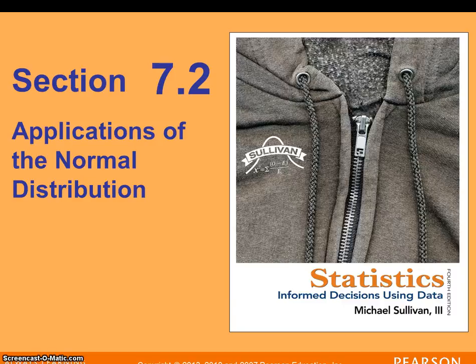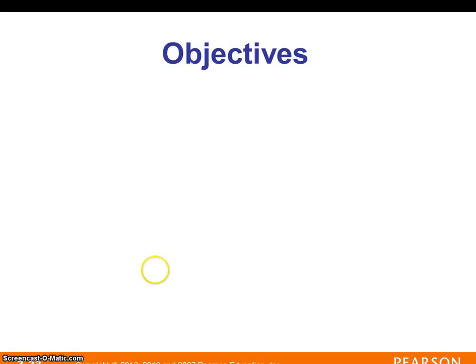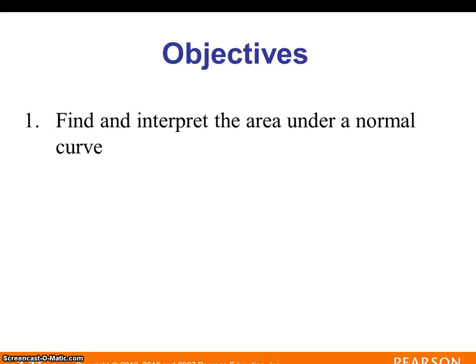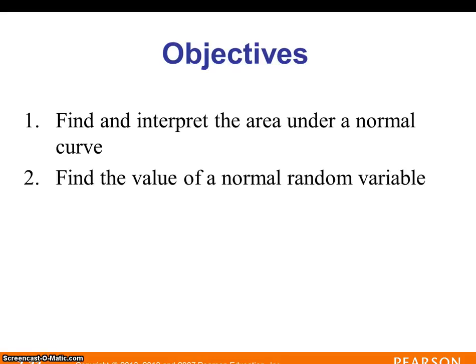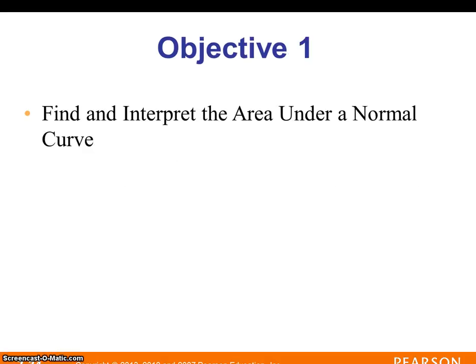So let's look at the objectives in this section. There will only be two in this case. We want to find and interpret the area underneath the normal curve, and then find the value of a normal random variable. And so these will kind of be opposites of each other, but let's look at objective one. So let's say we want to find and interpret the area under a normal curve.